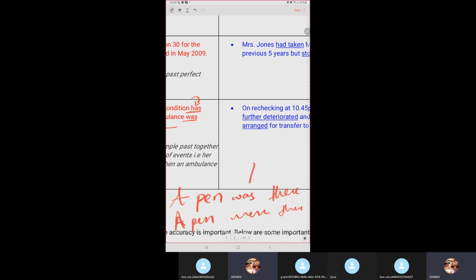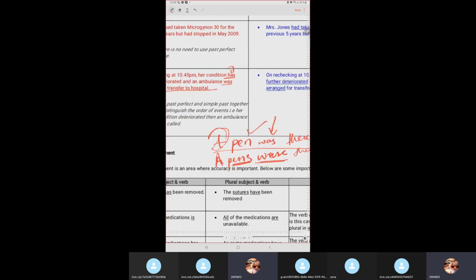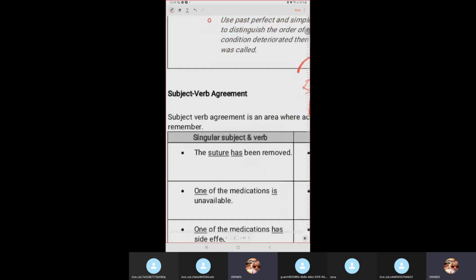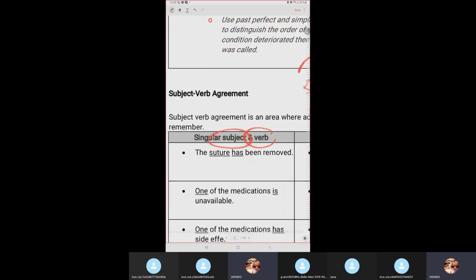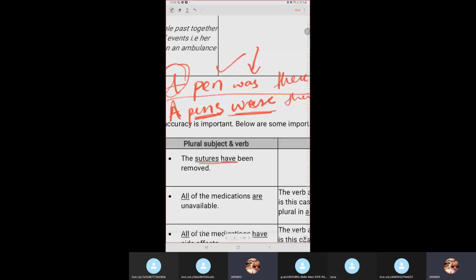Okay, so can you tell me which sentence out of this is correct? A pen was there. A pen were there. Was there, this is correct. Why? Because there is one pen. If I say pens were there, then this is correct. This is your subject, this is your verb, right? So when you write your letters, you have to make sure that the subject and verb agree. The suture has been. Sutures have been, right?